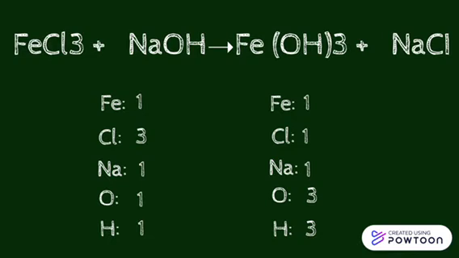So this is unbalanced. First, we have an imbalance in the oxygens. We have 3 on the right, but 1 on the left. I am going to put a 3 in front of NaOH. That is going to multiply the whole compound by 3. I have 3 Na, 3 O, and 3 H. So what does that do? Well, that balances the oxygens and hydrogens.